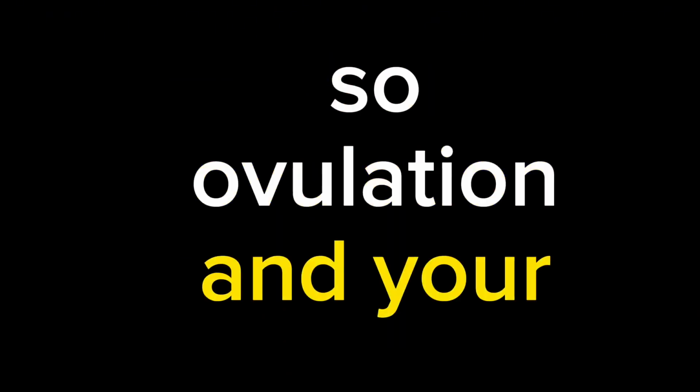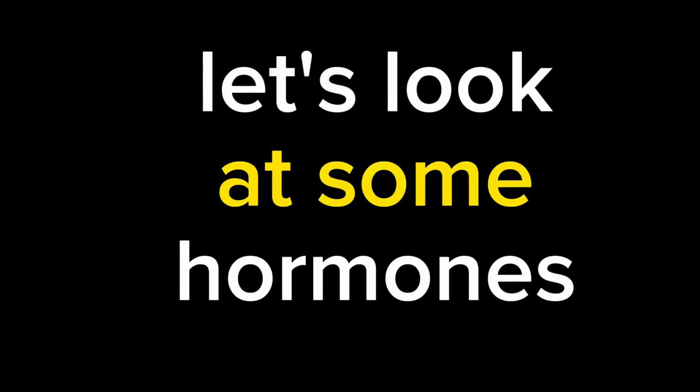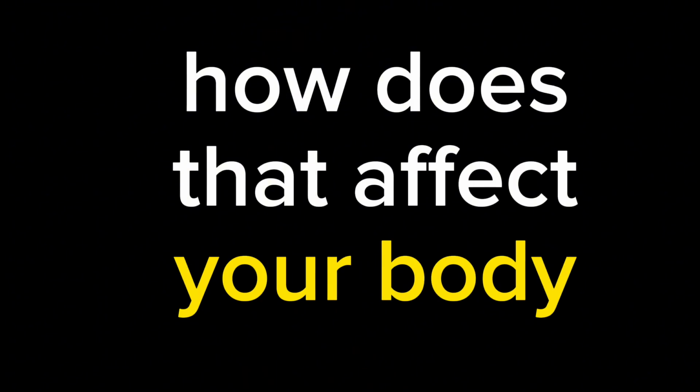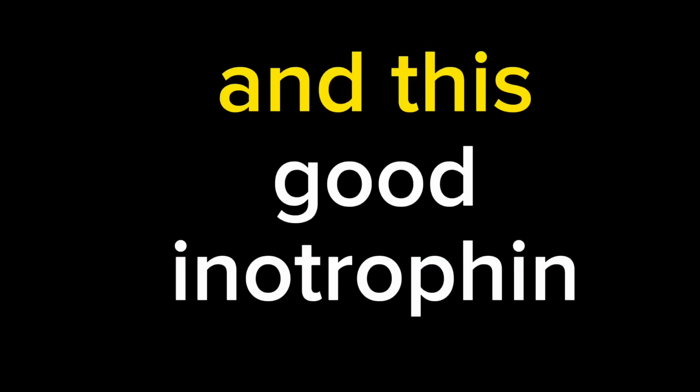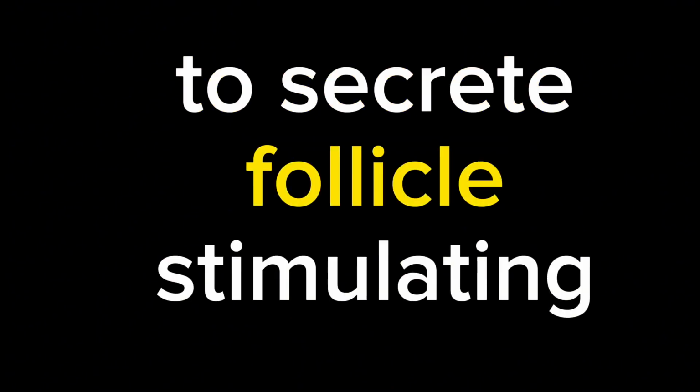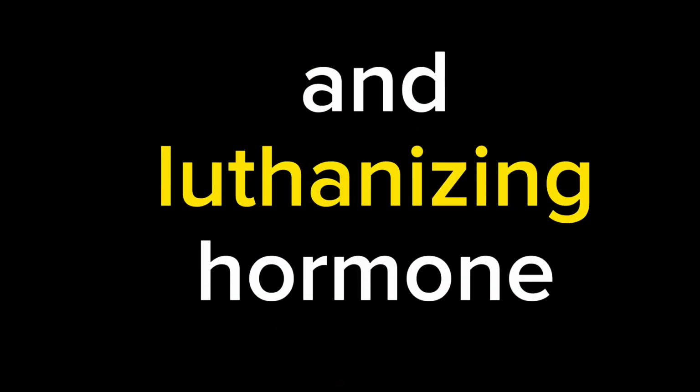So ovulation and your menstrual cycle, let's look at some hormones there and how they affect your body, how they make your body function. The process of ovulation begins when your hypothalamus releases gonadotropin releasing hormone, and this causes your pituitary gland, a gland in the brain, to secrete follicle stimulating hormone and luteinizing hormone.